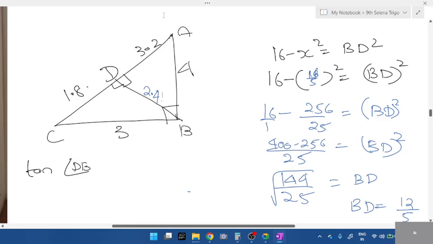After this, you can start solving. See, we got BD square, BD value. Make a note, be quick.